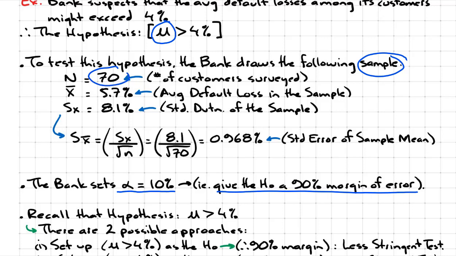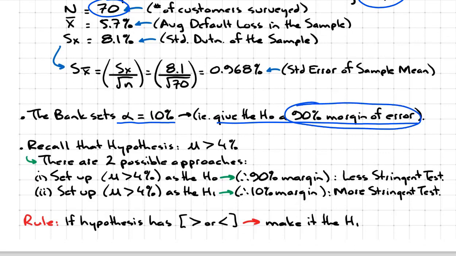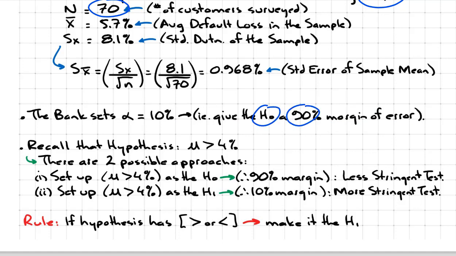Based on the group of 70 customers that you pick for your sample, you're going to get different results. So you can see where the error comes from, right? So based on sample selection, you're going to get a different sample mean. So we need to factor in that error, and that's exactly what this does. It says because there's errors associated in this test, we're willing to give the null statement a 90% margin of error.